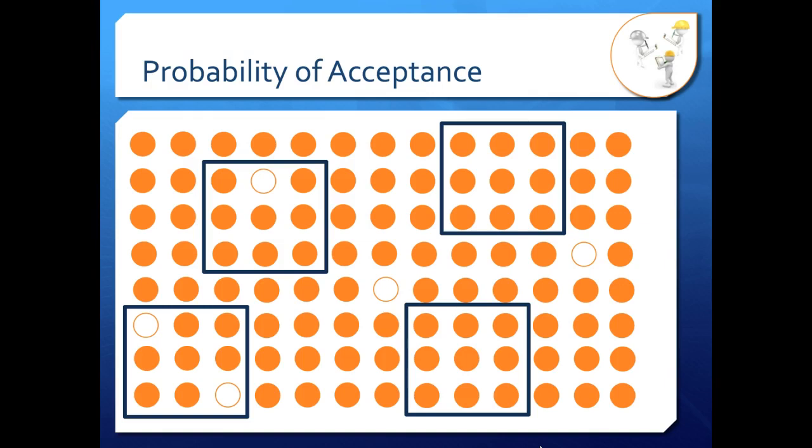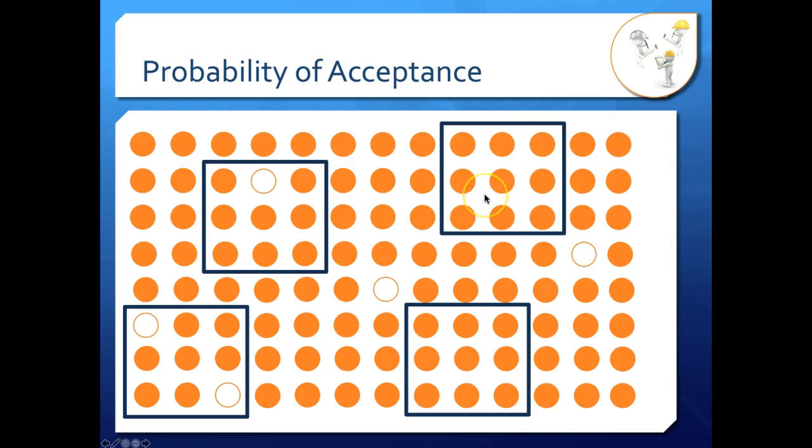Here's some samples we've taken of a population. So you can see that 2 of these samples have no nonconforming units in them. This sample has 1 nonconforming unit, and this sample has 2 nonconforming units. If we're dealing with a sampling plan where C is 2, we could take any of these 4 samples and we'd be able to accept our lot. So here, the probability of acceptance of our lot is 100% based on these samples.